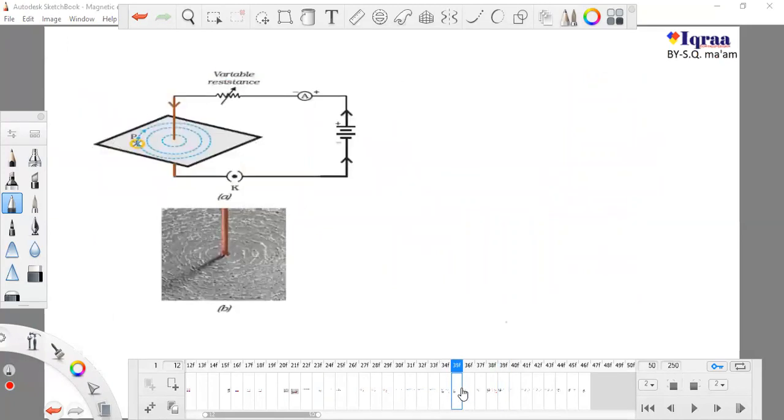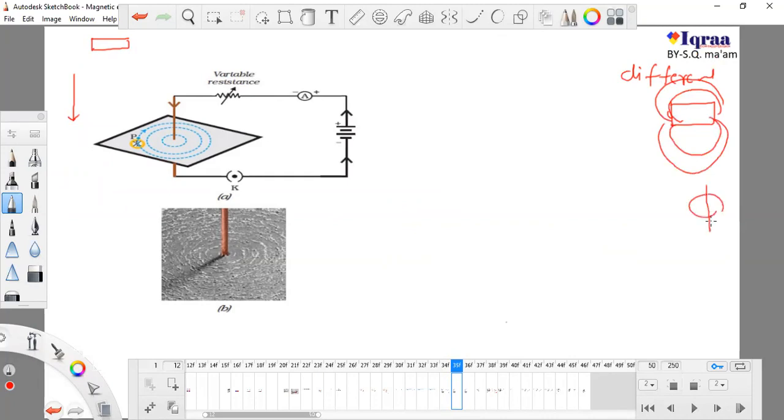Now I'm moving to my first case again. Here one thing is clear, that this is the straight conductor. This was the bar magnet. Both of them have different types of magnetic field lines, but definitely both are creating magnetic field lines. The bar magnet makes this type of magnetic field lines, and the straight conductor makes this type, but both of them are creating them. So this is the direction.